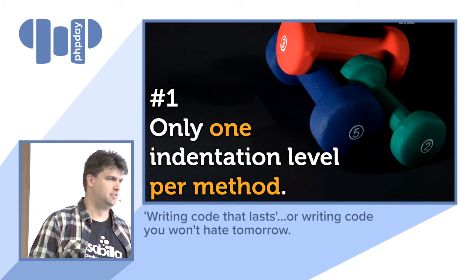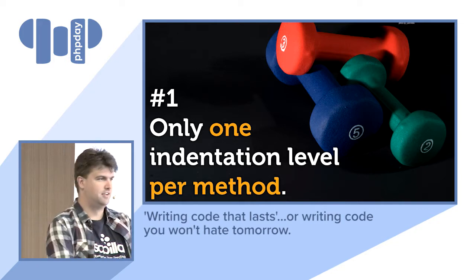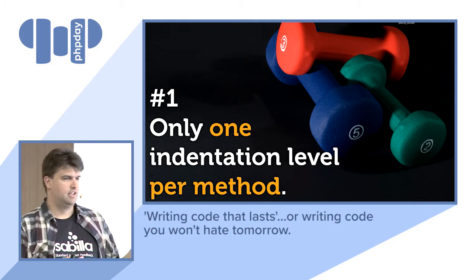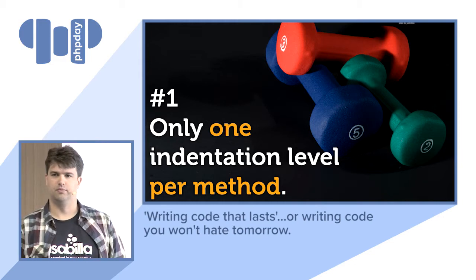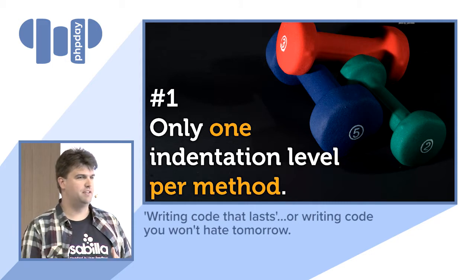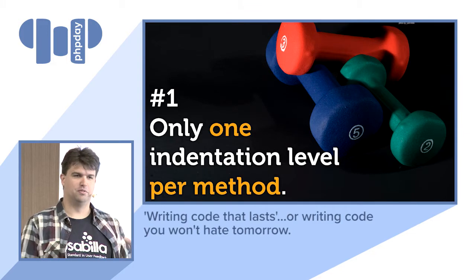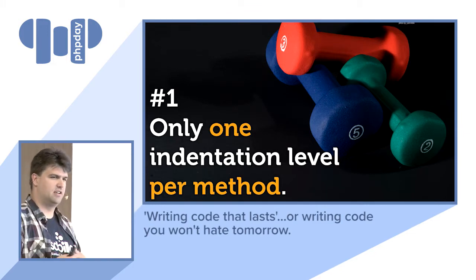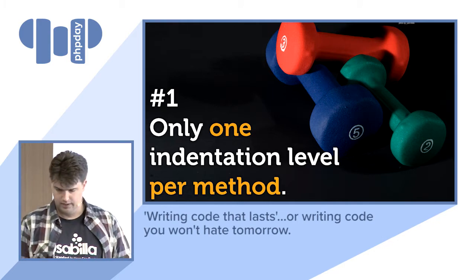One level. That means if you hit tab twice, you're out. Just don't do that. Sounds a bit ridiculous, right? But the idea behind this is it forces you to really follow the single responsibility principle, right? If you can't go more than one level deep in a method, the chances of your method doing more than one thing are very small because there's just so much you can do with code, right? If you keep within that method, you'll see that you start making methods that are a lot simpler, a lot smaller, a lot easier to manage, and that really helps.